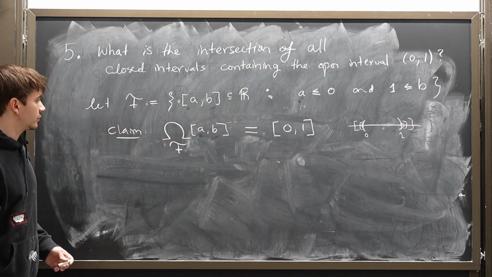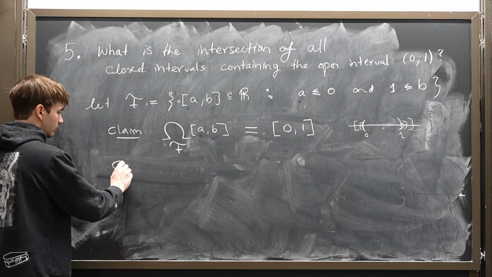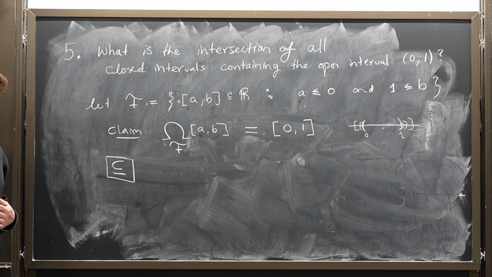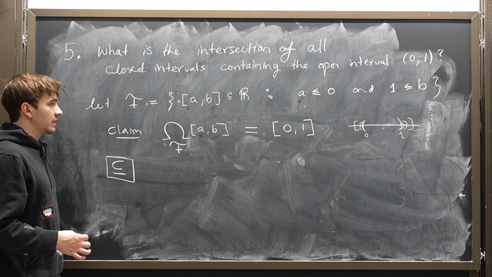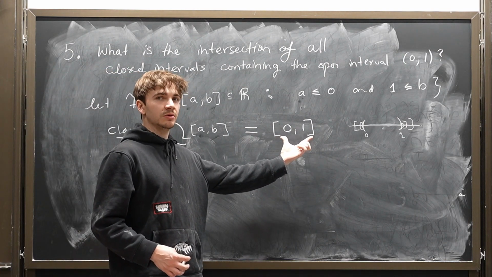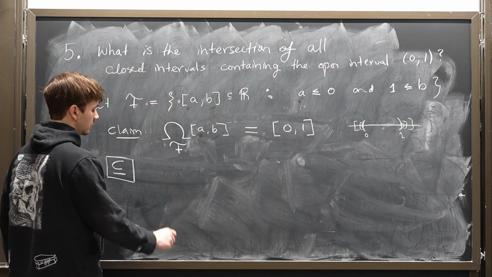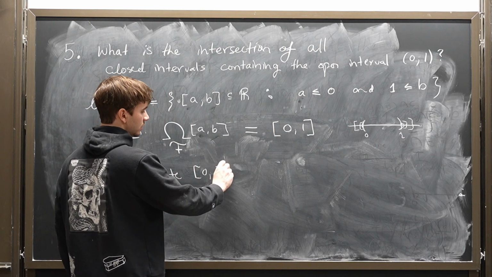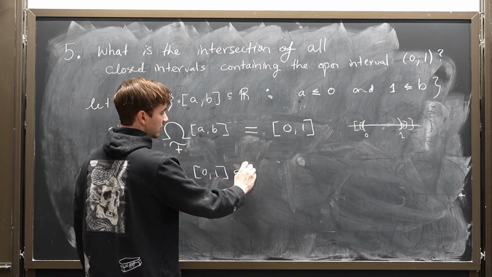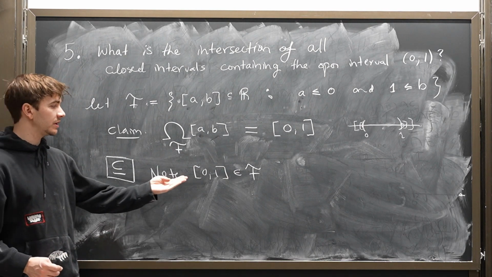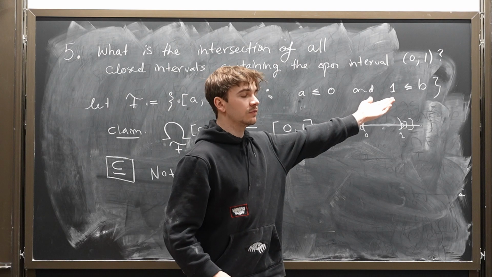Now let's go for the other direction. Okay, this direction is actually easier now than in the previous problem. The reason is because actually [0, 1] is an admissible member of our family. So note that [0, 1], unlike the previous problem, belongs to F. This is easy to check because 0 is less than or equal to 0 and 1 is less than or equal to 1.